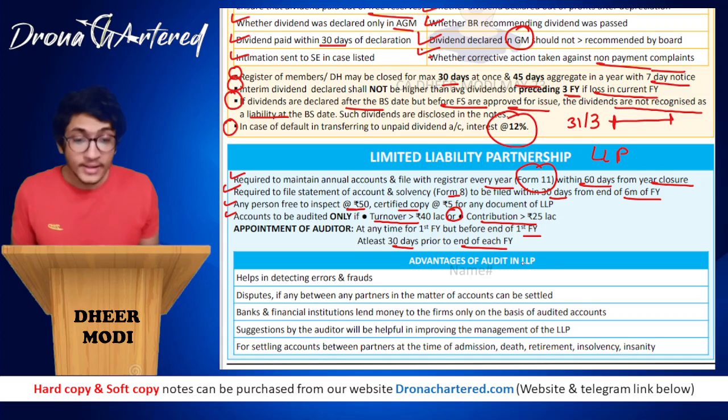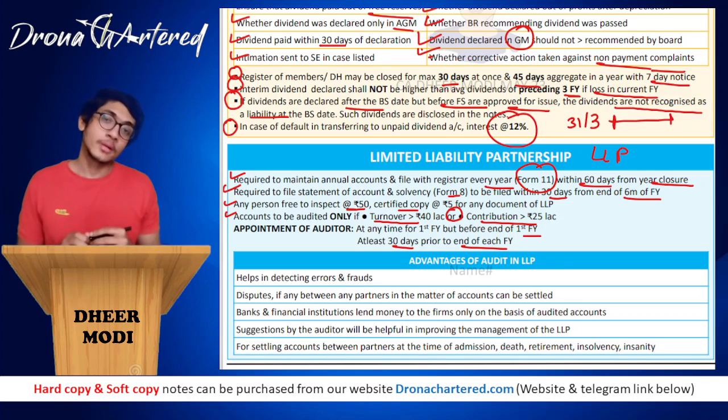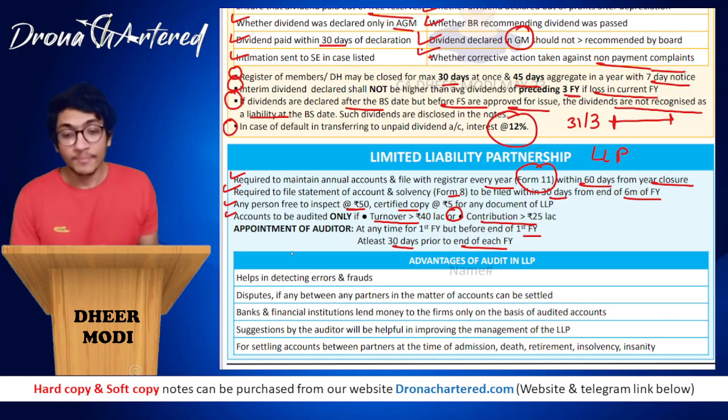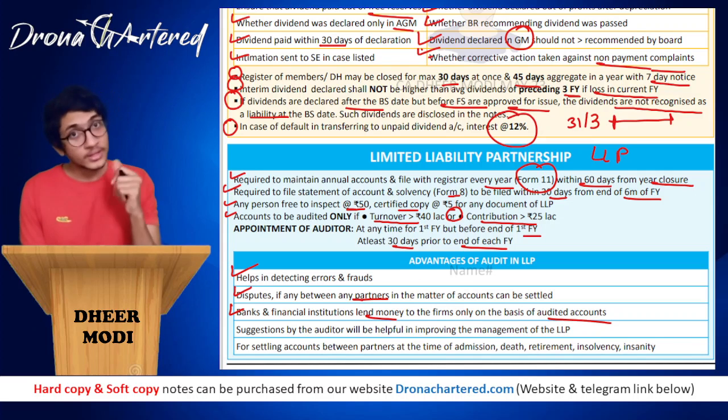Okay. Now, advantages of audit in LLP. So they are saying that even if you do not come under these limits, what are the advantages of getting audited? Why should you get audited? It helps in detecting any errors and frauds. Disputes, if any, between the partners in the matter of accounts can be settled through an audit. Any banks and financial institutions will lend money only on the basis of audited accounts. They will have to get the books of accounts audited if they need a loan.